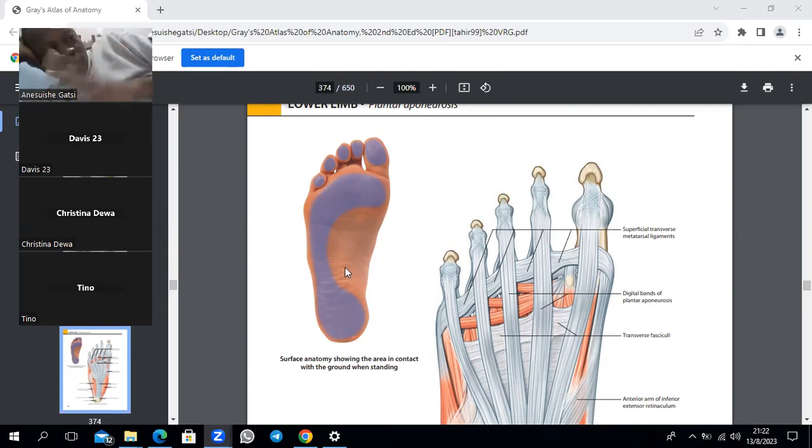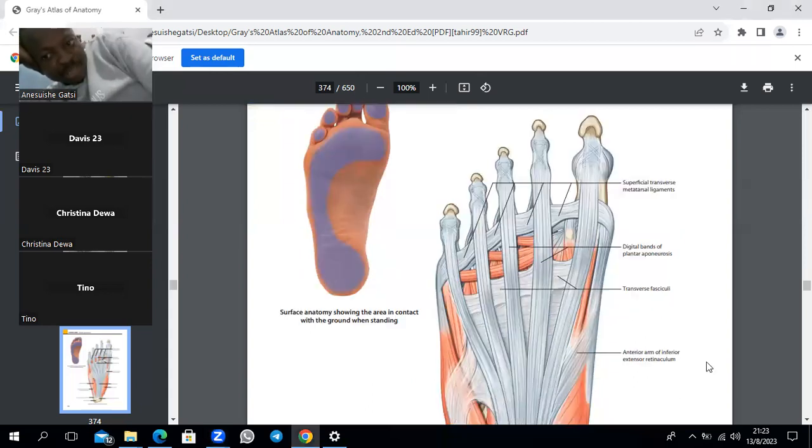Right. There are a lot of sweat glands. Explains why some people get smelly feet. Right. And the skin is not freely mobile, like the skin on the dorsum of the foot. Does anyone know why the skin is not freely mobile? The answer is on your screen.